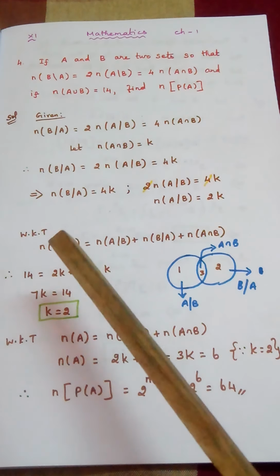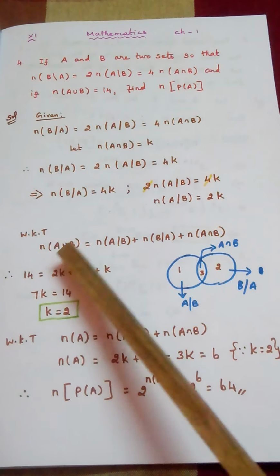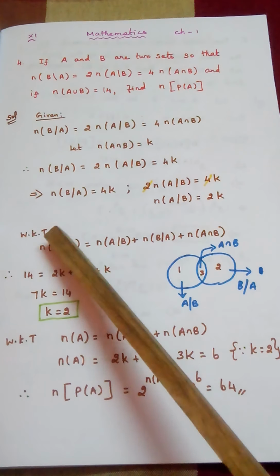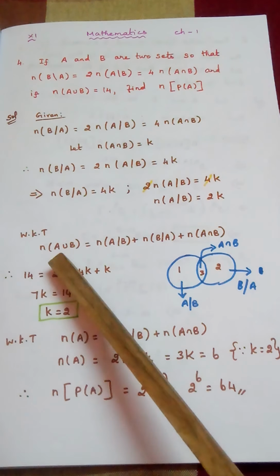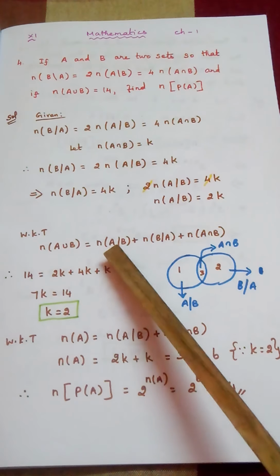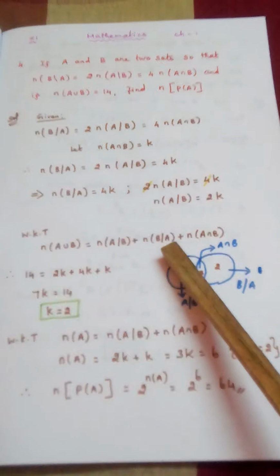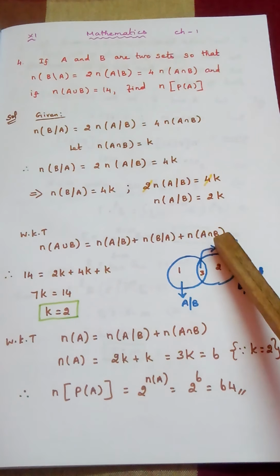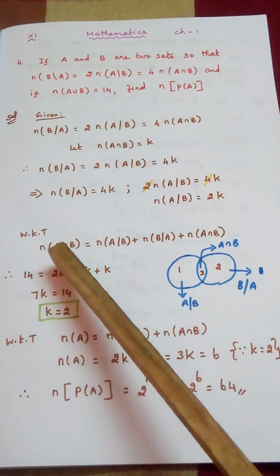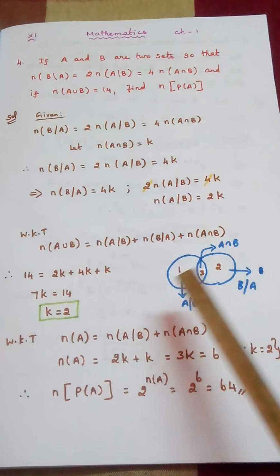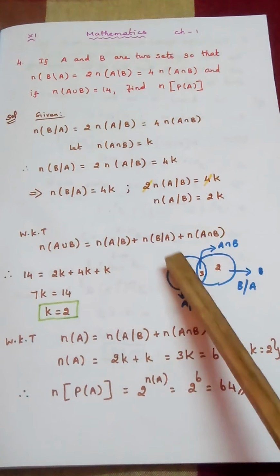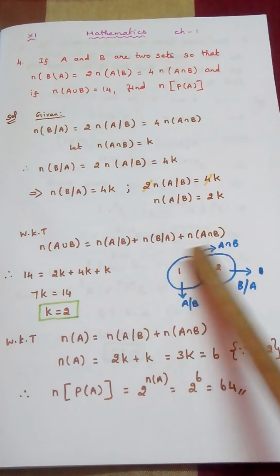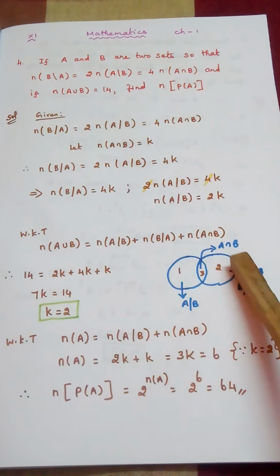Now I am going to apply this formula. I have written it, but I am going to explain how it comes. n(A ∪ B) can be written as n(A − B) plus n(B − A) plus n(A ∩ B). You just see this diagram. A ∪ B means you know very well, I have to shade the entire two circles, right?